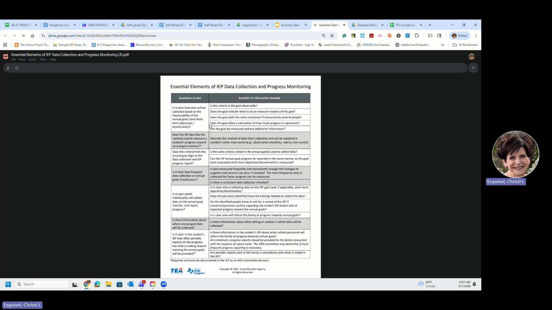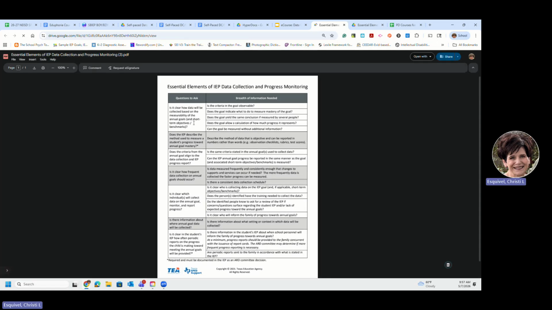On the left, you have the questions to ask. So the first one, is it clear how data will be collected based on the measurability of the annual goals? So to answer that, we have to know, is the criteria in the goal observable? Does the goal indicate what to do to measure mastery of the goal? Does the goal yield the same conclusion if measured by several people? Does the goal allow a calculation of how much progress it represents? Can the goal be measured without additional information?